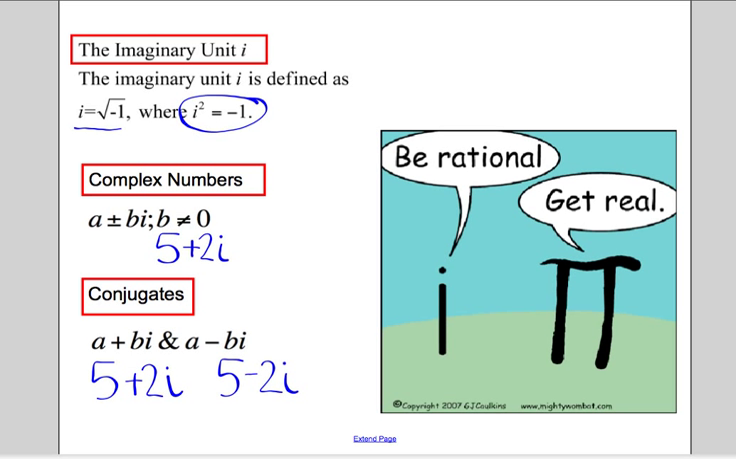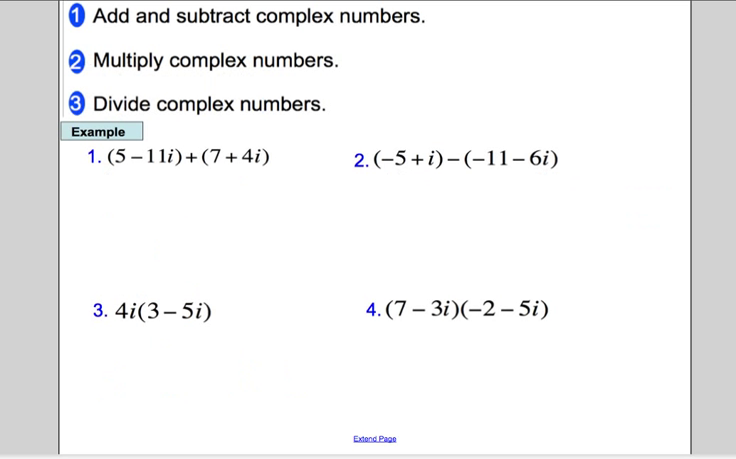So, let's go ahead and start doing some operations with these complex numbers. Number 1, we're adding two complex numbers, and really you can just think of it as combining like terms. So we're going to add 5 and 7, and we get 12. And -11i and positive 4i is -7i, and that will be our final answer.